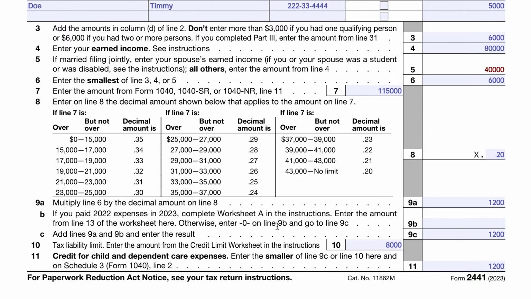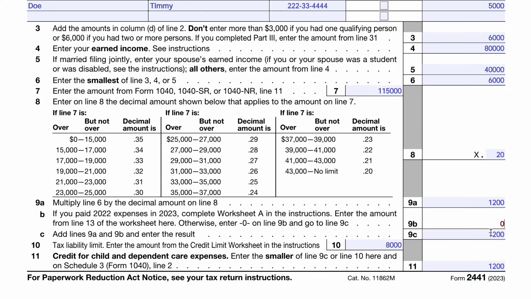In line 9B, if you paid 2022 expenses in the current tax year, you would have to complete worksheet A from the form instructions. Then you would enter that amount here. We're going to assume that we did not have to worry about that, so we left that blank. That's a 0, and we're just going to enter $1,200 here.